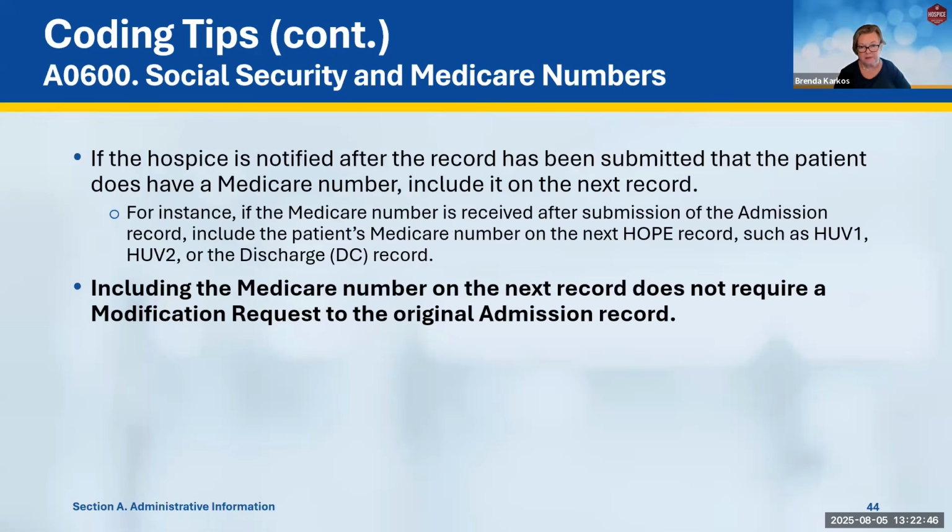And a few more coding tips. This has also been a frequent issue that's brought to the hospice quality help desk. If the hospice is notified that the patient does have Medicare and has a number after the record's already been submitted, then you can just include it on the next record when it is submitted. Including a Medicare number on the next record does not require a modification request to the original admission record or require the patient to be discharged and then readmitted, which is very frequently the question we hear from hospices.